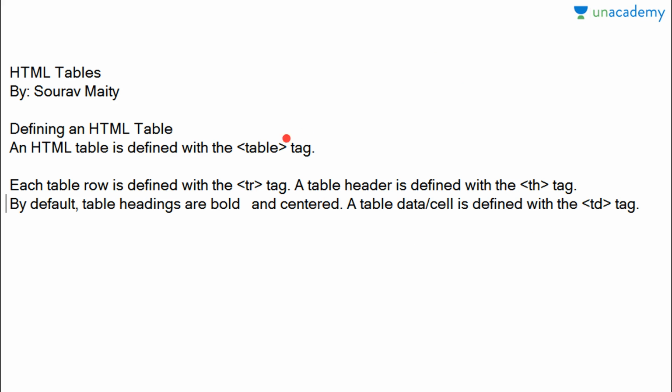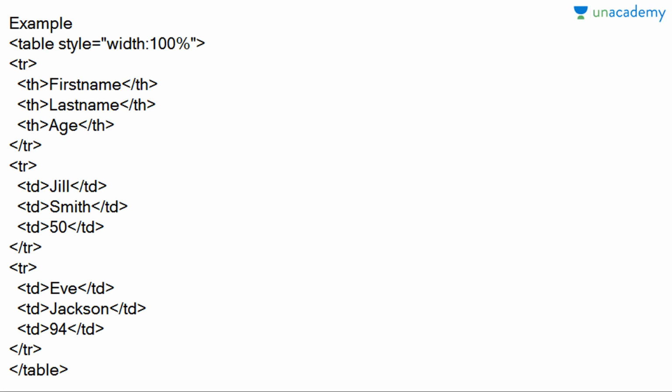So these are the four main tags used in a table: table tag, tr tag, th tag and td tag. Using these four tags, we are going to make a table. So let's see with an example. This is the portion that comes inside the body. Let's see its table.